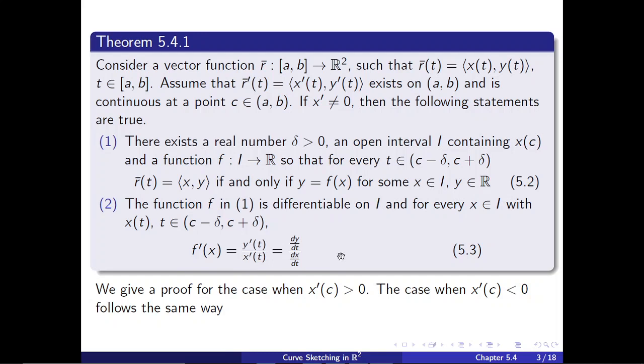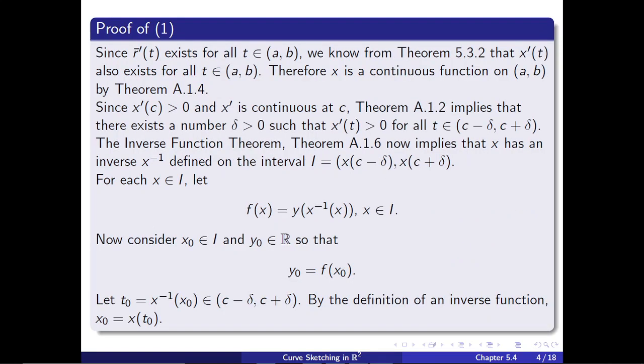Right. So we are going to look at the case where x prime of C is greater than 0. Remember that we said x prime of C is not equal to 0, so it's either greater than 0 or less than 0. So we look at one case, and the other case will follow in exactly the same way. Right. So for proof of 1, since r prime of t exists for all t in the open interval AB, we know from theorem 5.3.2 that x prime of t also exists for all t in there, right?